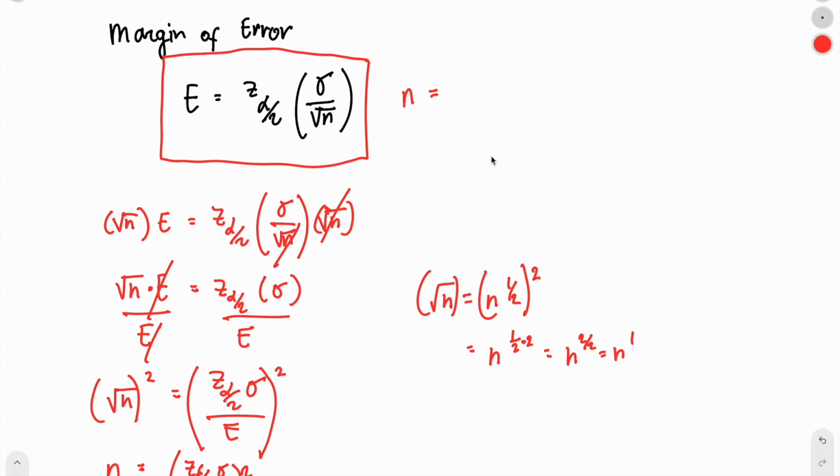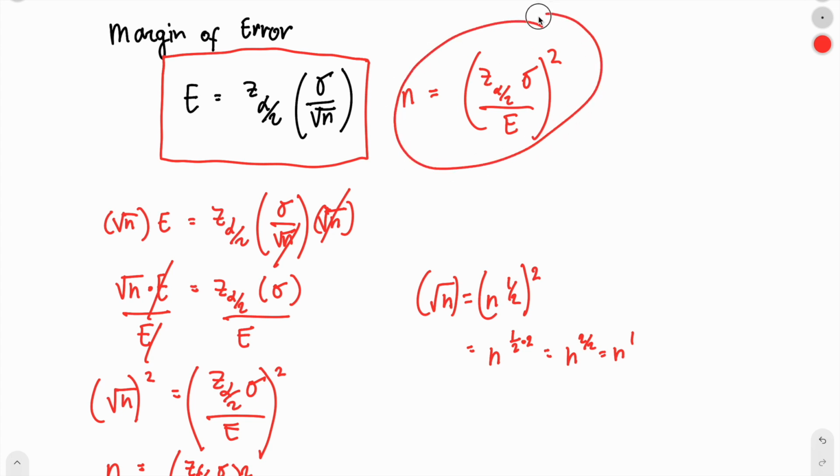Therefore, our final formula here is n equals z alpha over 2 sigma over e, squared. So, remember class, this is our formula for the sample size. Sample size formula. Okay?